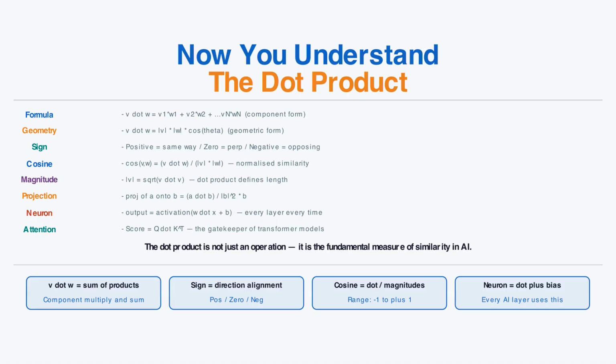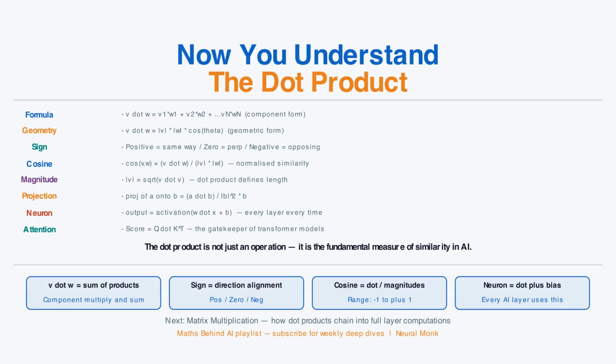The self-dot product equals the squared magnitude, giving you a direct connection between the dot product and vector length. Projection, the shadow of one vector onto another, is computed directly from the dot product and sits at the heart of PCA and dimensionality reduction. Every neuron in every neural network computes a weighted sum, which is a dot product between a weight vector and an input vector, plus a bias. Every attention score in every transformer is a dot product between a query vector and a key vector. Every recommendation score, every search relevance score, every cosine similarity, all reduce to this one operation.